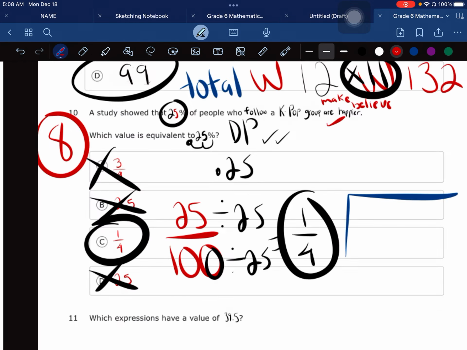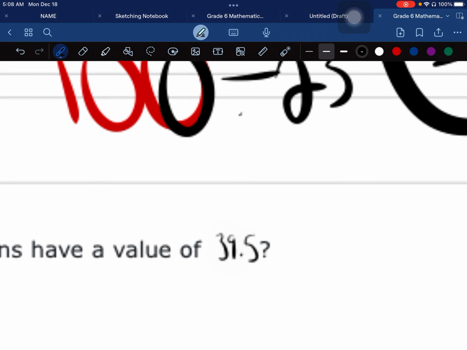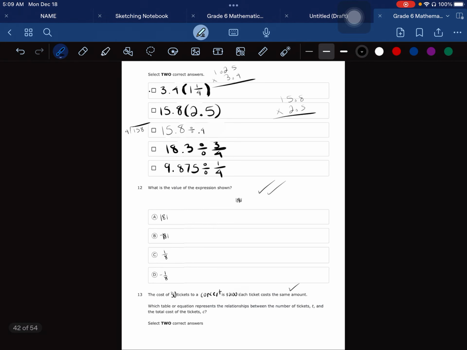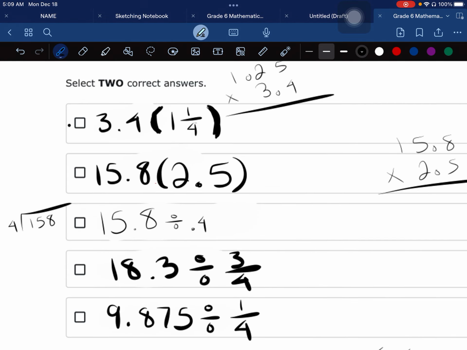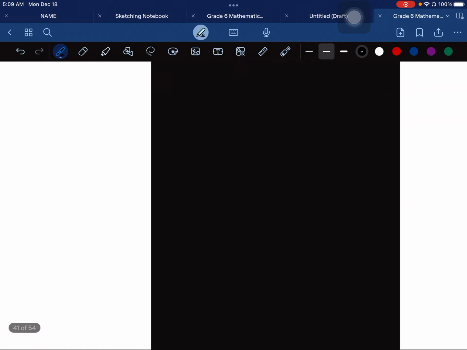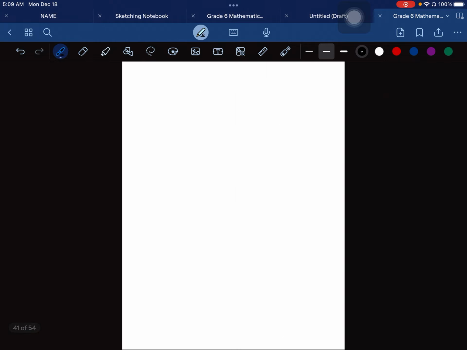Now, for this one, chicos, which expression has a value of 39.5? So, over here, chicos, this in the top, you have to multiply to see if it gives you, what was it again? 39.5, right? I'm pretty sure that's what it was.